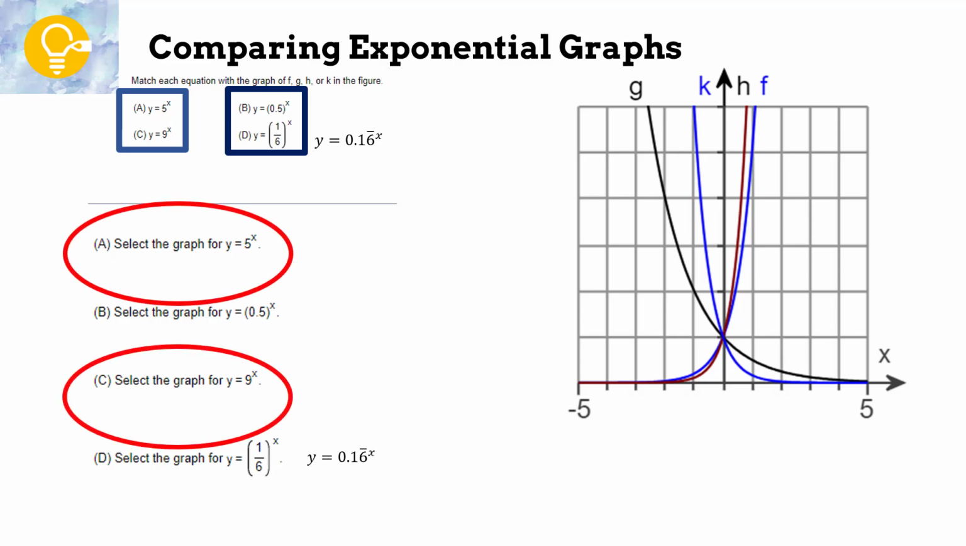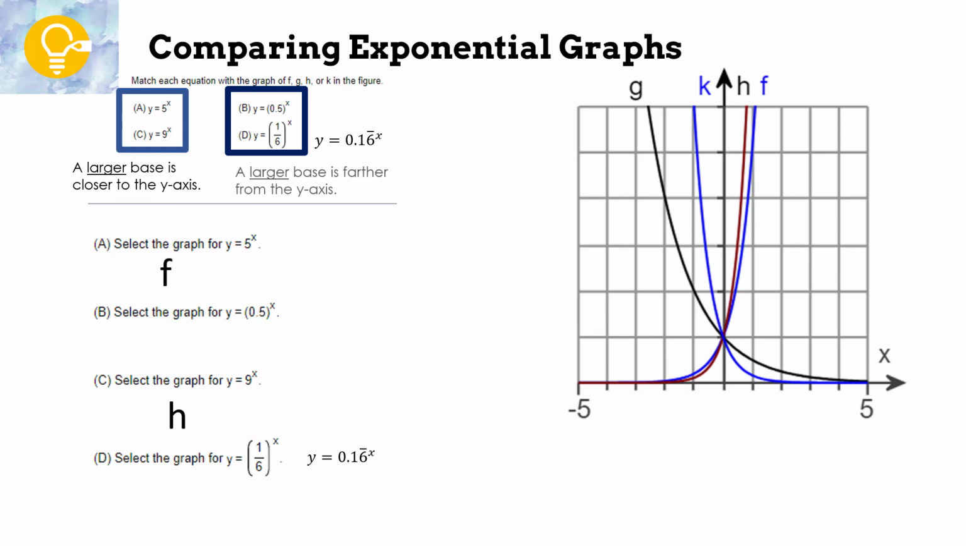We're going to look at A and C first. They give us y equals 5 to the x and y equals 9 to the x. Remember, our larger base is closer to the y-axis. So which base is larger, 5 or 9? Well, hopefully you said 9. So that means h is 9. That only leaves that y equals 5 to the x is f.